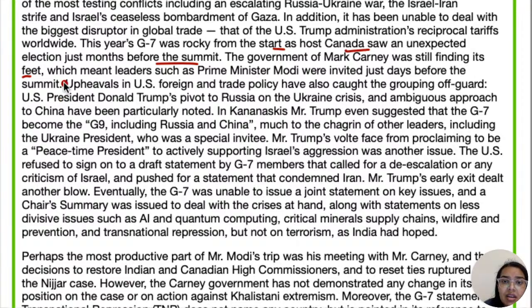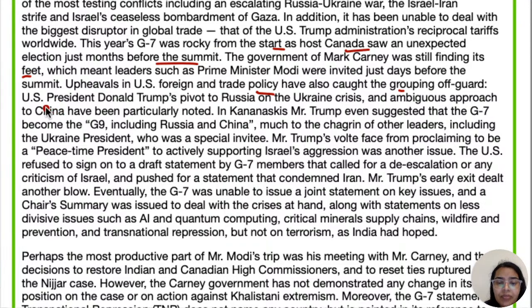They have just begun, which meant leaders such as PM Modi were invited just days before the summit. जिससे क्या हुआ? Last minute invitation हमें मिला. Upheavals, उतार चढ़ाव, a lot of ups and downs in US foreign and trade policy have also caught the grouping off guard. तो ये जो मिलना है off guard मतलब they didn't expect कि ये भी हो जाएगा. So that is called catching somebody off guard.